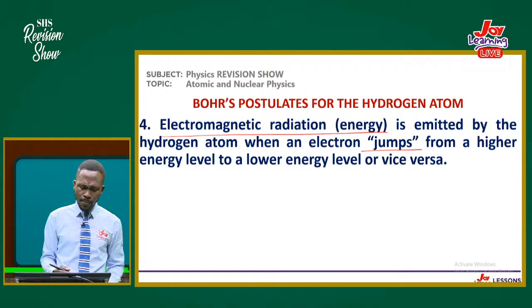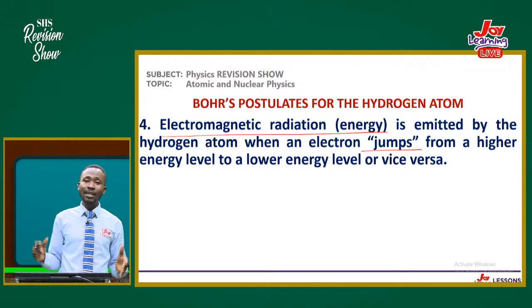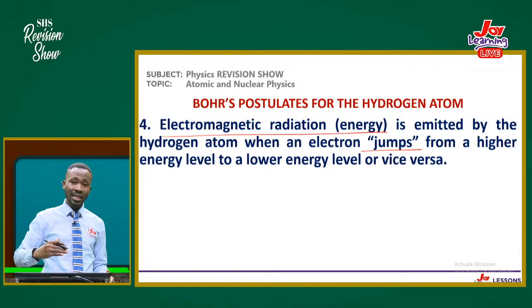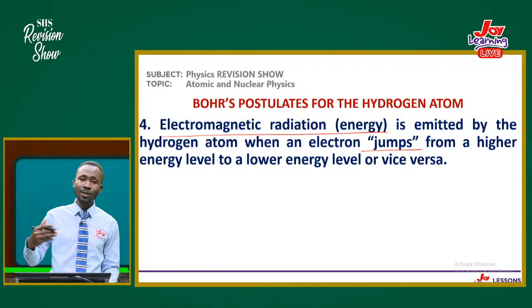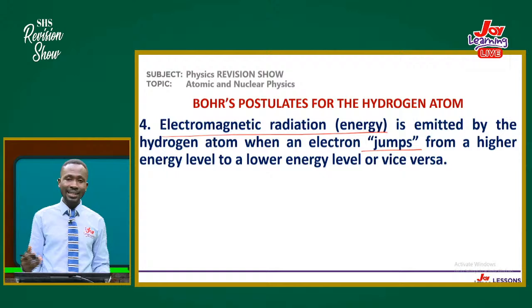So all he's saying is that each time an electron makes a transition from either a higher energy level to a lower one, or from a lower energy level to a higher one, there is an emission of energy, electromagnetic radiation. And so sometimes we say you see spectral lines in the atom when the electrons make transitions. So whenever you have electrons moving from higher to lower or lower to higher energy level, they give off electromagnetic radiations. That is a very important postulate.